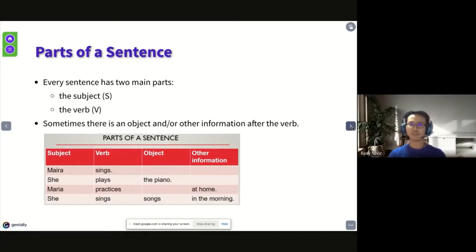When we talk about the subject alone, you're going to learn a lot. You're going to learn about nouns, subject nouns, and pronouns. For the verb, you have to learn different types of verbs, verb tenses, transitive verbs and intransitive verbs. And for objects, you're going to learn direct object and indirect object. And other information is kind of a preposition, prepositional phrase.